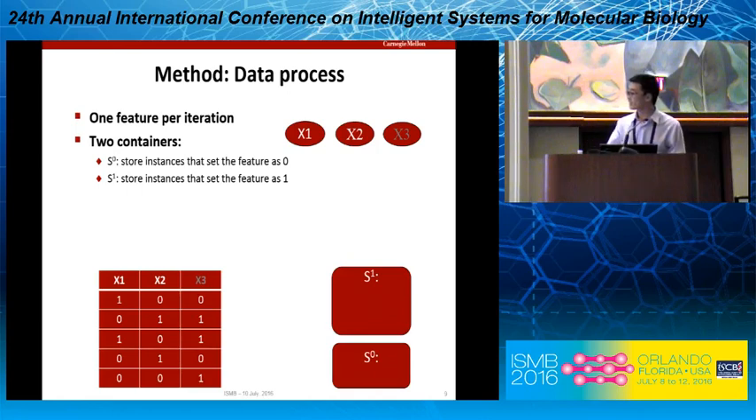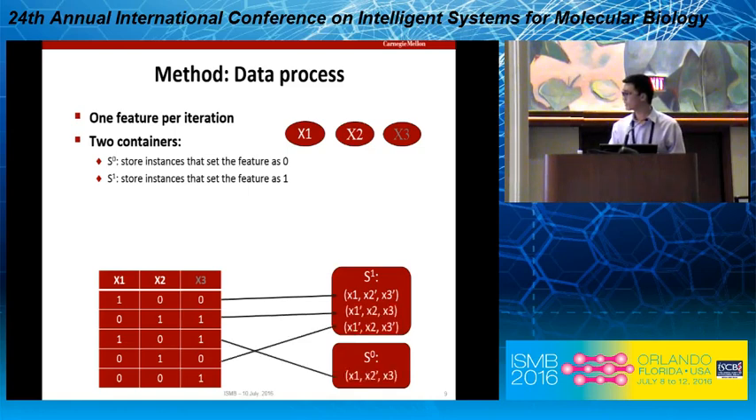Let's say for the first row, that's the instance, and it results in X3 being 1 in the next step. So we put it into the S1 container. That's the representation of the instance here. X1 means the X1 variable equals 1. X2 prime means the X2 variable equals 0. That's a common way to represent this in Boolean algebra. So we can continue the process to fill the containers.